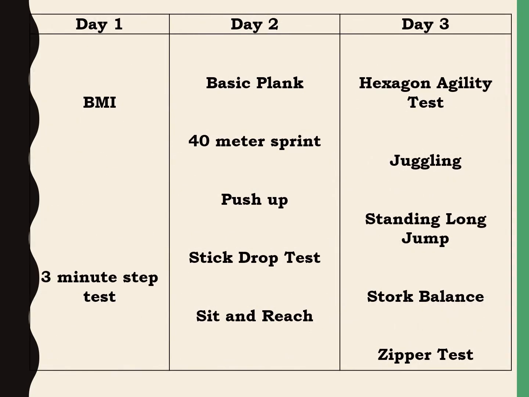Following activities for day 1, day 2, and day 3. So for day 1, we have the BMI and the 3-minute step test. For day 2, we have the basic plank, 40-meter sprint, push-up, stick drop test, then the sit and reach. For day 3, we have the hexagon agility test, juggling, standing long jump, then the stork balance, and the zipper test.